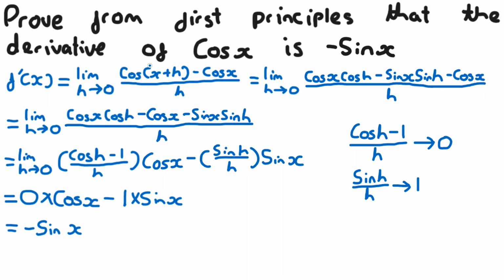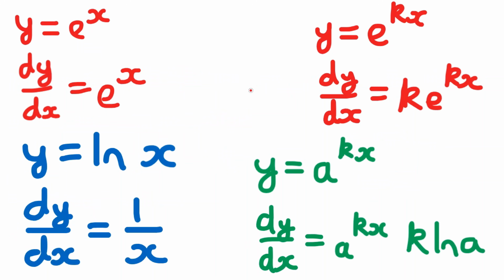You write it in this form and then you use the addition formula for cos of a plus b to write it in this formula here, and then you factorize out the cos of x and sin of x and use the exact same things here using the small angle approximations, and you get that it's minus sin of x here. Now, you also need to know the derivatives of exponentials and the natural log, which I've shown here.